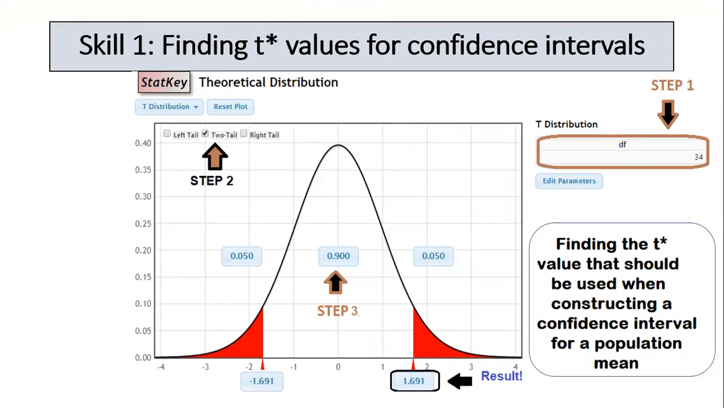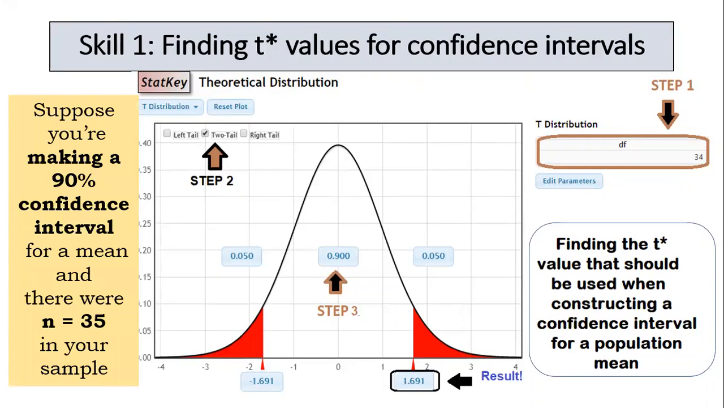One of the things that we often want to do is to create a confidence interval. Suppose that we're trying to create a confidence interval for a population mean. Suppose specifically that we're trying to make a 90% confidence interval for a population mean, and we've had 35 data points in our sample. We know, of course, that we're going to put our sample mean right in the center of the confidence interval, but how wide should the interval be?